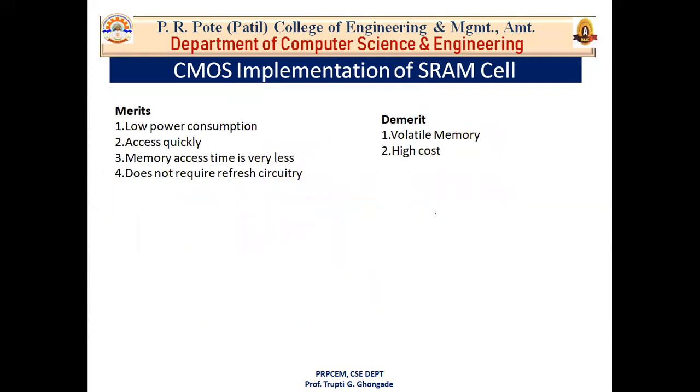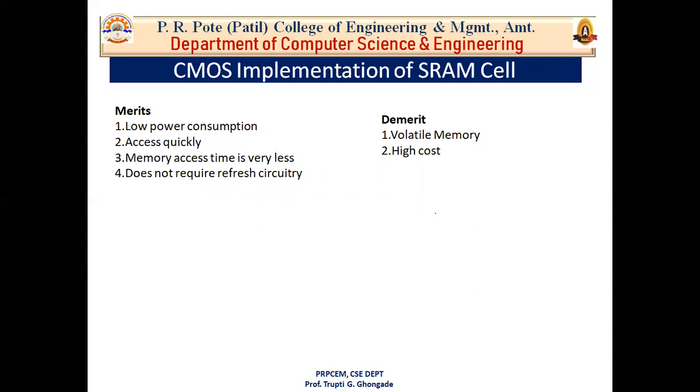So, the merits are low power consumption, static RAM can be accessed quickly, memory access time for SRAM is very less, so the data can be accessed quickly, and it does not require refresh circuitry. Why? Because we are giving a supply, but you have to make sure the supply is given always, as it is a volatile memory. And the demerits are, it is a volatile memory.